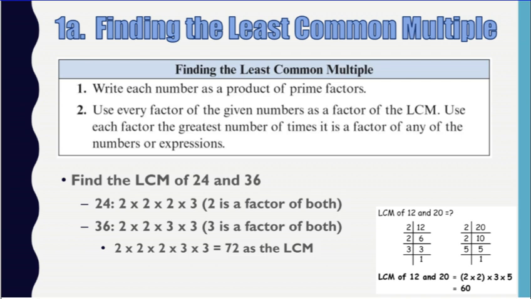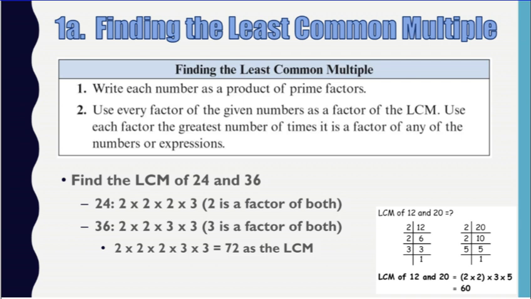So here, how do you find it? You write each number as a product of prime factors. So remember our work with prime numbers. And then every factor of the given numbers is a factor of the least common multiple. Then use each factor the greatest number of times it is a factor of any of the numbers or expressions.